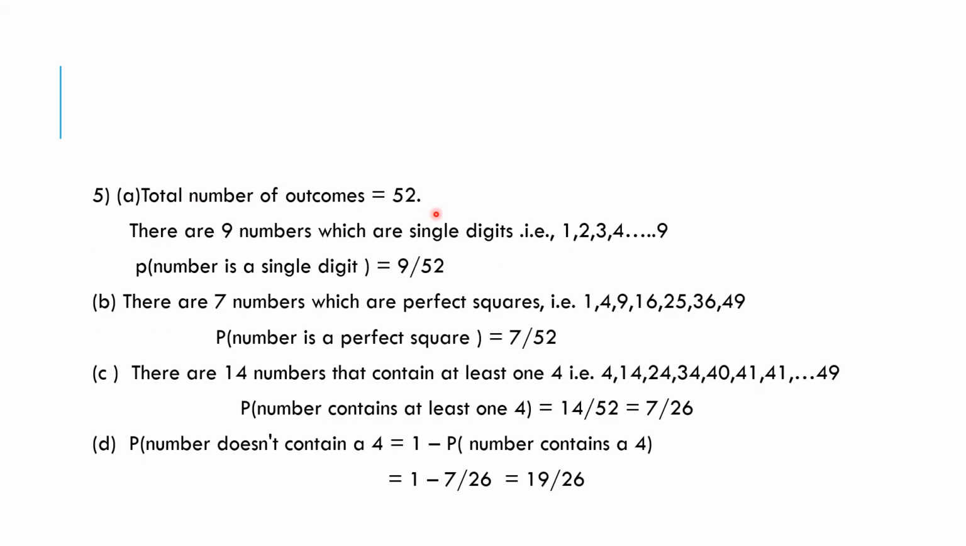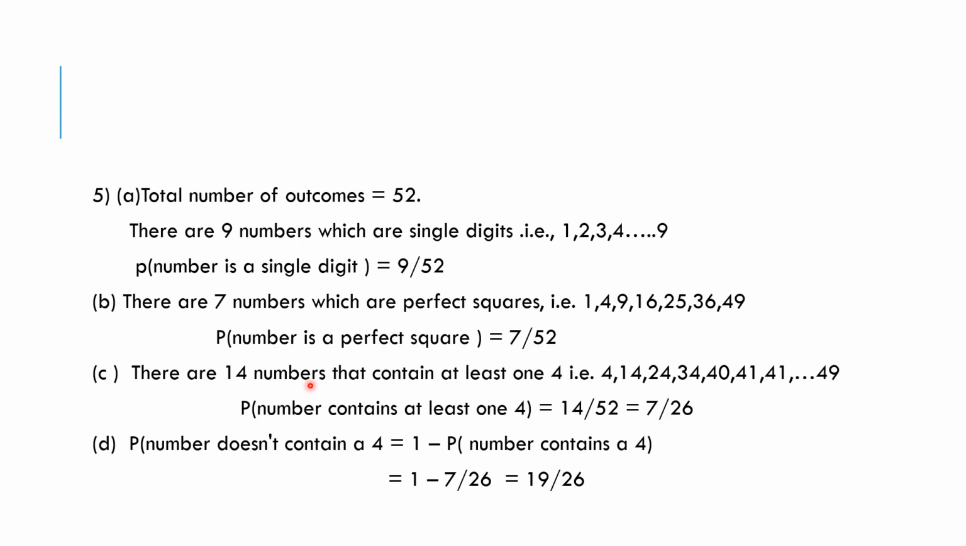The total number of outcomes are 52. There are 9 numbers which are single digits, that is 1, 2, 3, 4, 5, 6, 7, 8, 9. So the probability that the number is a single digit is 9 over 52. B part. There are 7 numbers which are perfect squares. So 1, 4, 9, 16, 25, 36 and 49. So the probability that the number is a perfect square is 7 over 52.